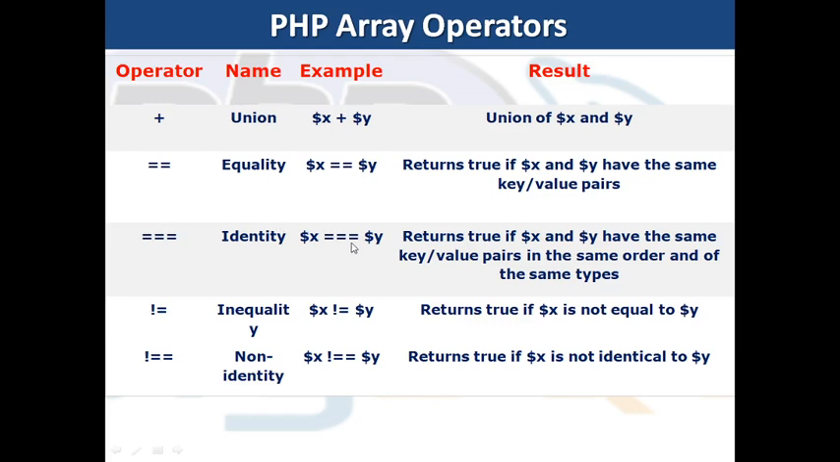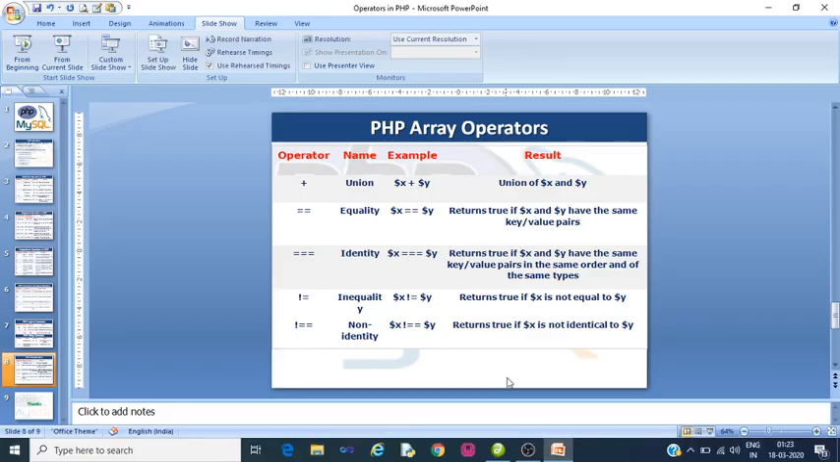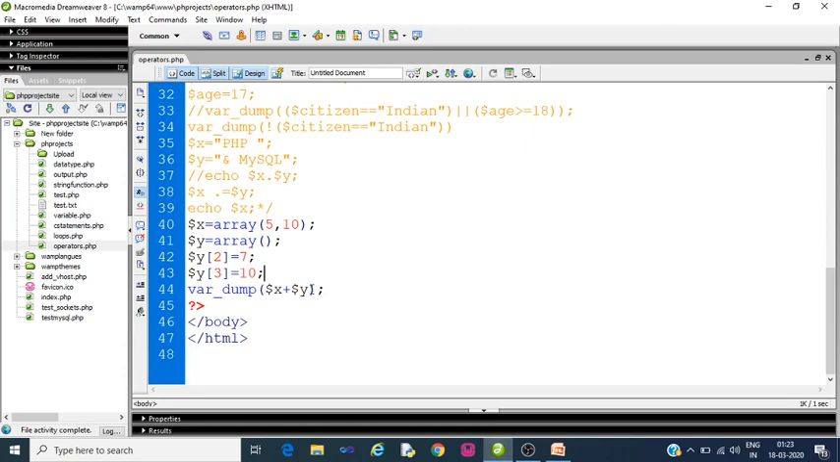Equality, $x double equal to $y, returns true if $x and $y have the same key value pairs. And identity, triple equal to, returns true if $x and $y have the same key value pairs in the same order and of the same type. So we have to check two conditions, order and data type.